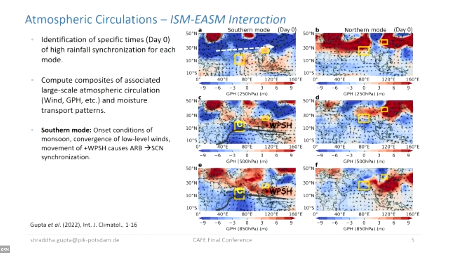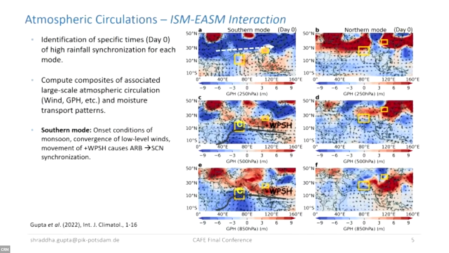So the synchronization between the Arabian Sea region and the Yangtze Basin is basically due to the Western Pacific subtropical high first over South India, and then it moves northward towards the Yangtze Valley after a few days.